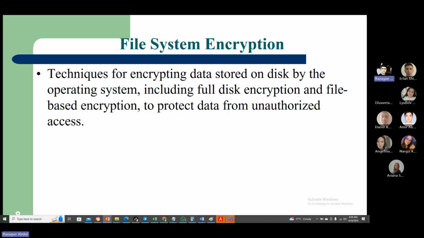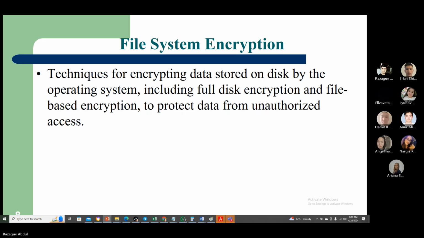It also helps in compliance. It means it helps organizations meet legal and regulatory requirements regarding data protection, such as GDPR, HIPAA, or SOX. Another benefit is flexibility. Different encryption methods can be applied according to the specific needs and security policies of the organizations. So what kinds of challenges and considerations do we need to think about?